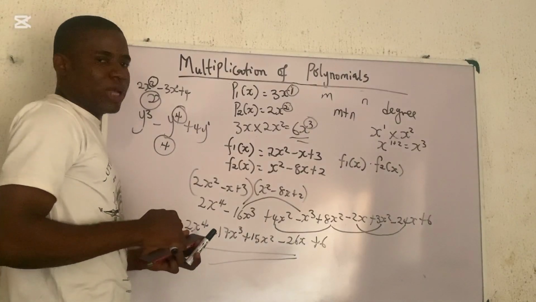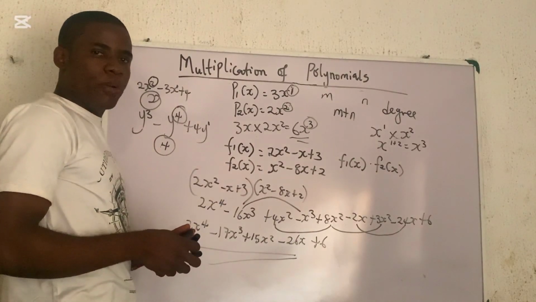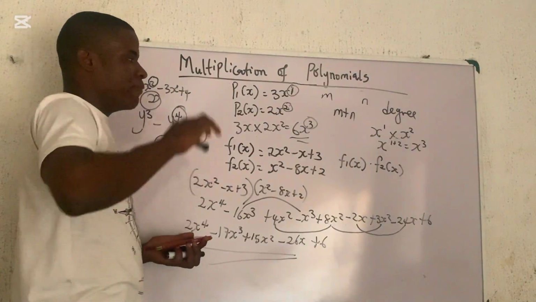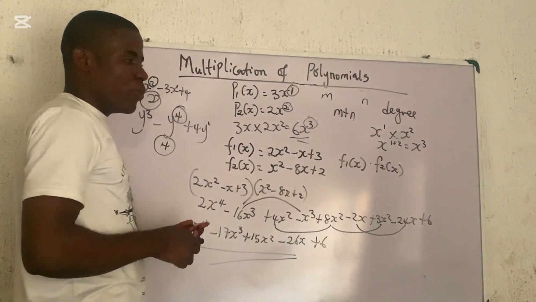So these things are actually very simple. Multiplication of polynomials, what we actually do there is mere opening of what? Bracket. You use whatever is in this bracket to multiply whatever is in the other bracket. And I hope you understand.